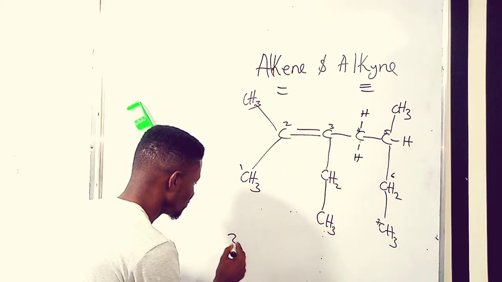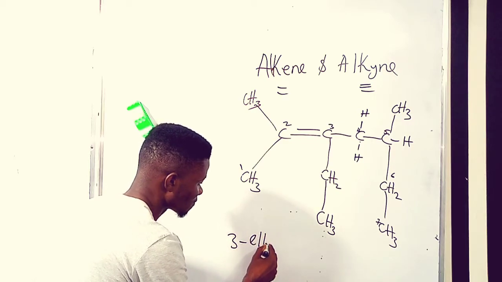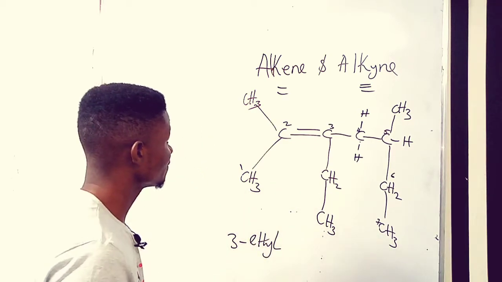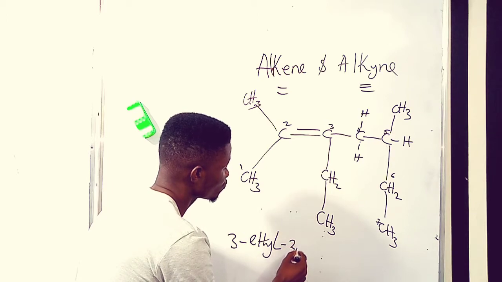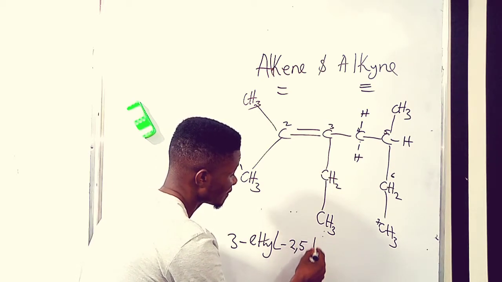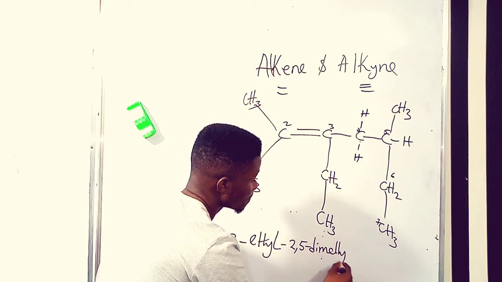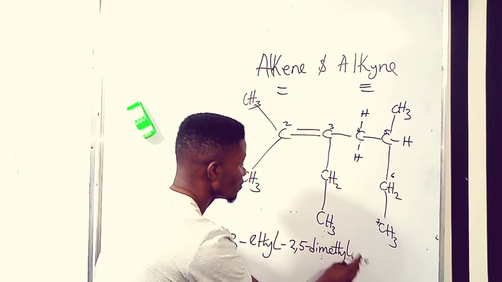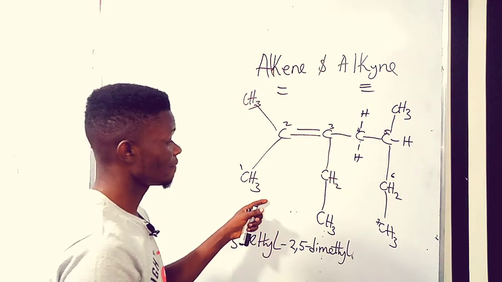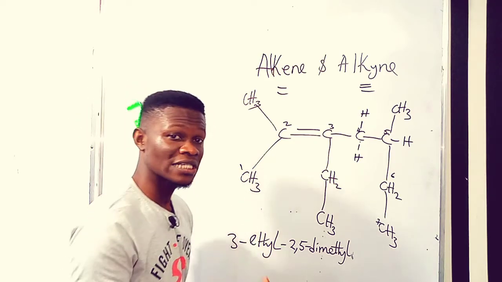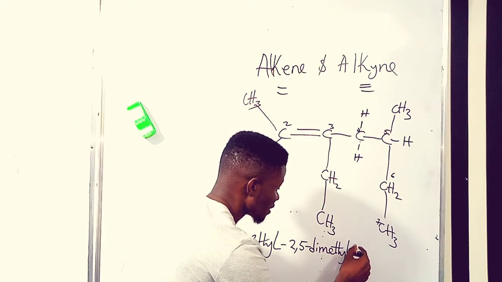So this will be 3-ethyl, 2,5-dimethyl. 2,5-dimethyl. We're looking at 7 carbon atoms, which is what?